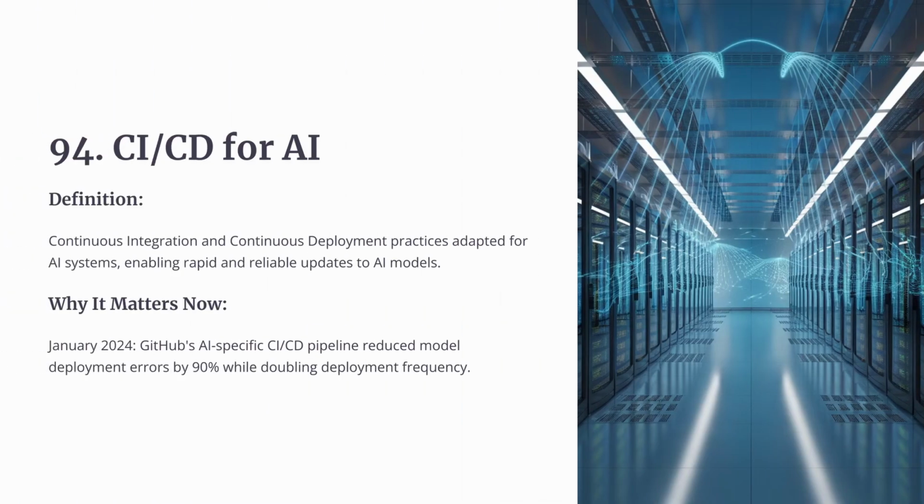CI/CD for AI refers to continuous integration and continuous deployment practices adapted for AI systems, enabling rapid and reliable updates to AI models. This is like having a perfectly choreographed dance between development and deployment. GitHub's pipeline shows why this matters. It's like having a system that can update thousands of AI models simultaneously with almost no mistakes. Think of it as giving AI systems instant, reliable updates.